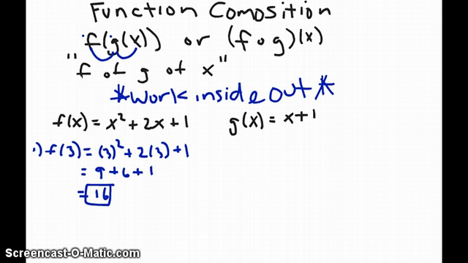Where this gets a little bit different is when we're going to do our compositions. We're going to use f of x and g of x, or you could use f of x and f of x again, or g of x and g of x again, or g of x and f of x. It doesn't really matter. There's a bunch of ways you could do it.